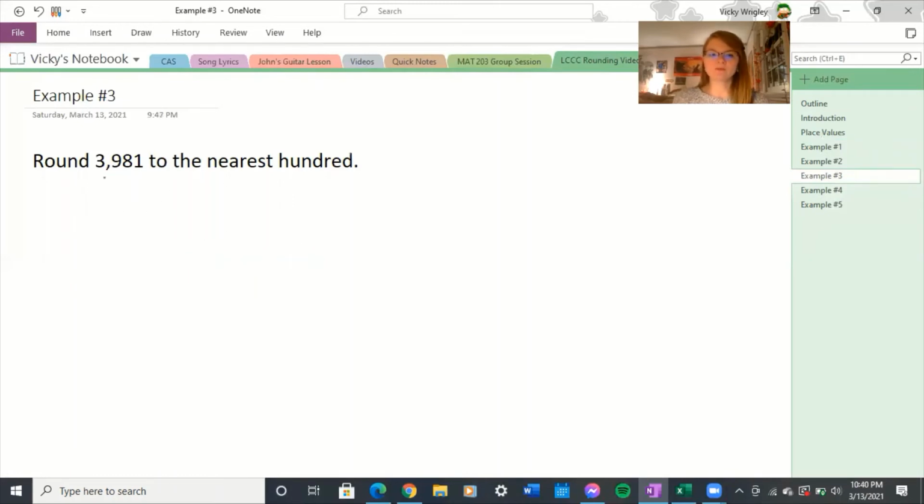Now let's round 3,981 to the nearest 100. Same process. Hundreds. Find the hundreds place first. Ones, tens, hundreds. Circle the guy to the right. 5 or above, give it a shove. 8 is definitely 5 or above.